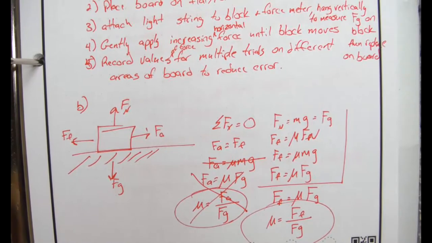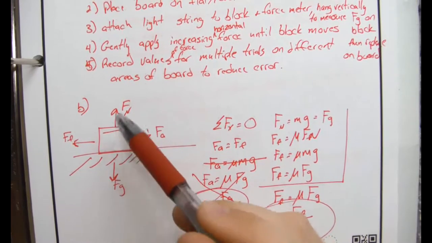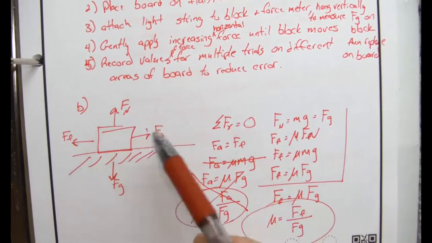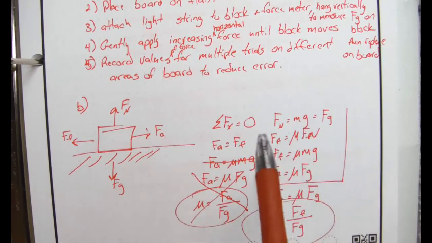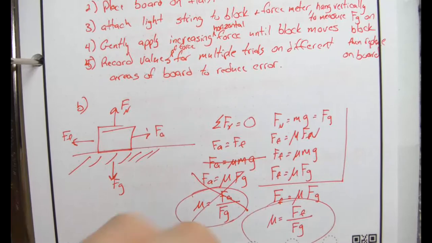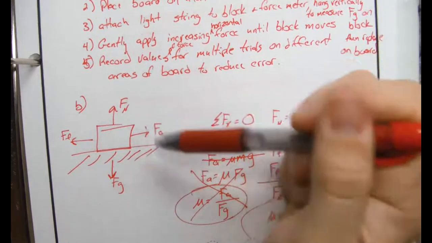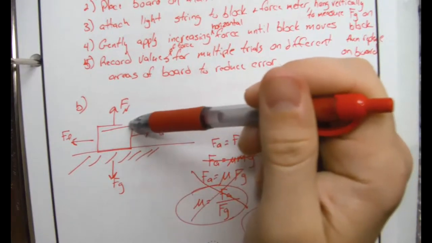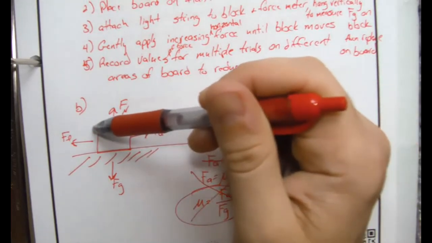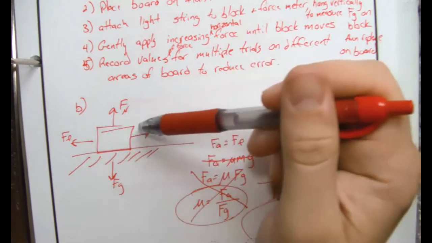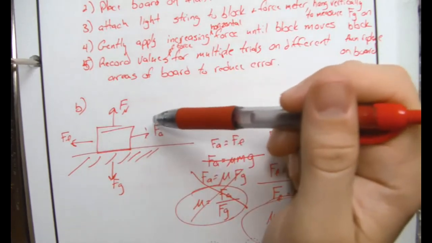I knew that I'm going to have this block. Gravity's pulling it down. There's a normal force up. There's a force of friction to the left and an applied force to the right. And I just started writing things that I know. If I'm pulling to the right, I can get mu. Mu is going to be my static friction whenever the force applied is greater than or equal to the force of friction. So when I hit that breakover point, then it will start moving.